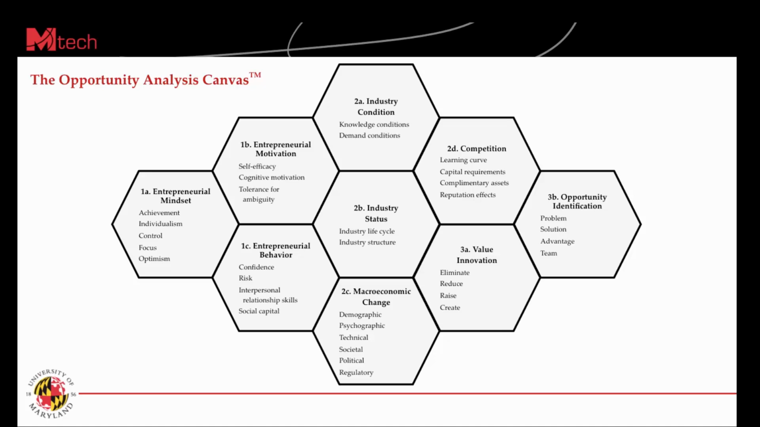And how we'll do that is we'll dive deep into each one of these elements, and starting with entrepreneurial mindset, we'll look at things like need for achievement and individualism versus collectivism. But we'll talk about control and focus and optimism. And we'll do that in a way that also lets you self-assess and do a bit of an internal study of what your factors are and relative measures are in each of these.